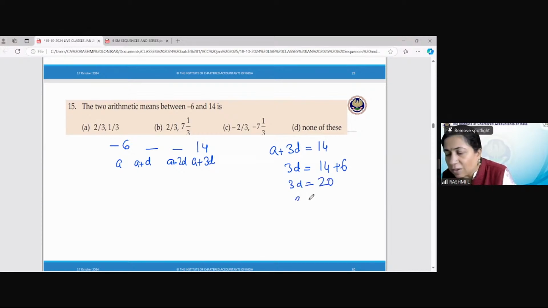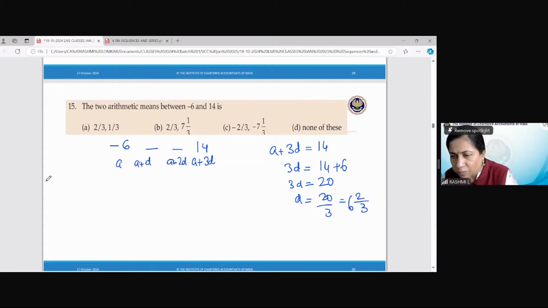So how much is d? 20 upon 3, which is equal to 6 and 2/3. Okay. 14 plus 6. Yes. Now, what will be the two arithmetic means?